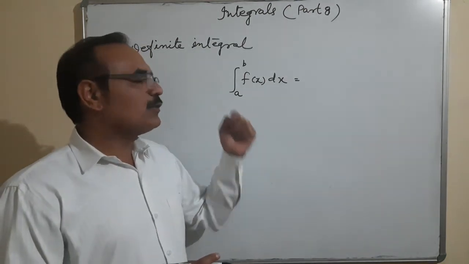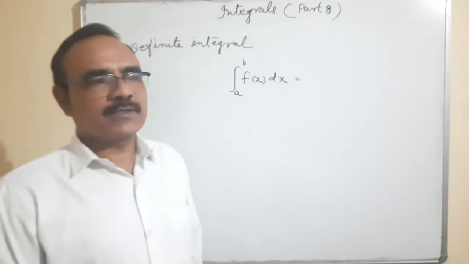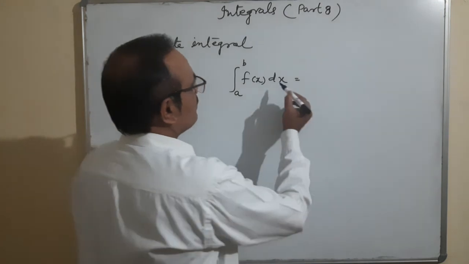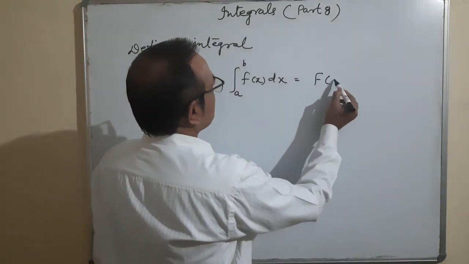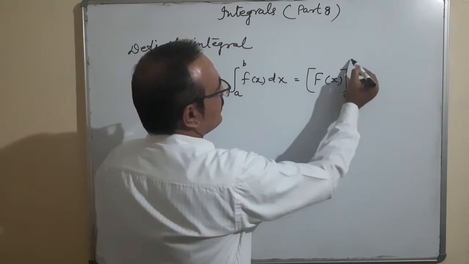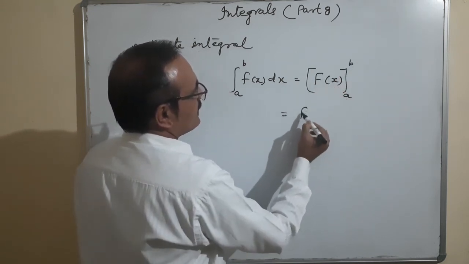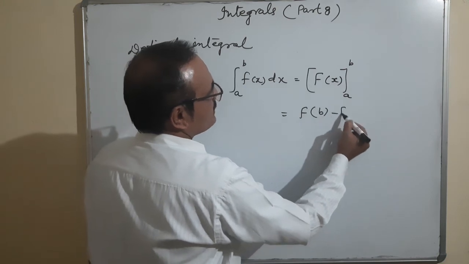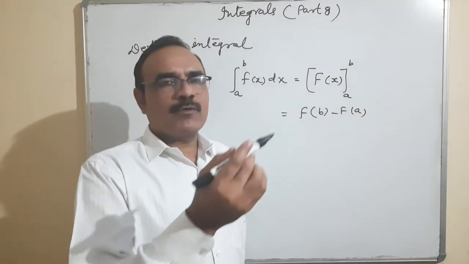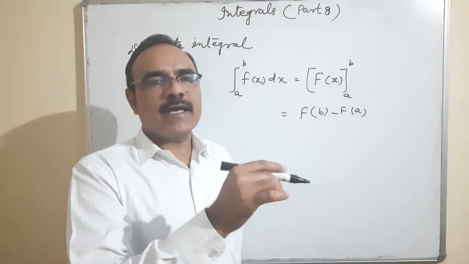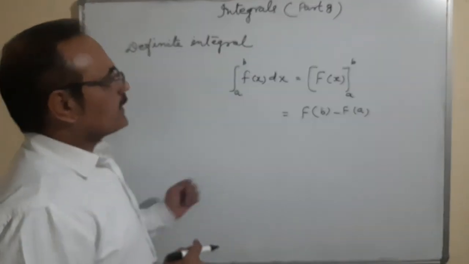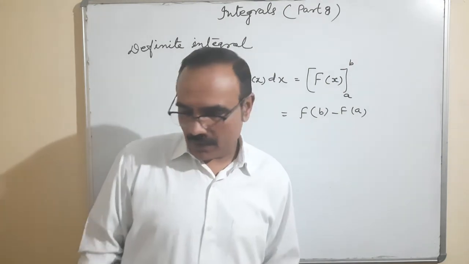By the way, what is the value of it? The integral from a to b of f of x dx. After integration, suppose f of x gives capital F of x, with lower limit a and upper limit b. Then we can write it as F of b minus F of a. This is the answer. That means after integration, we put the upper limit in place of x in the function, minus the lower limit in place of x. x means variable. So that is called definite integration.